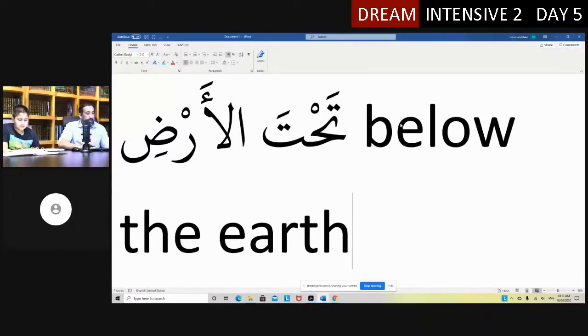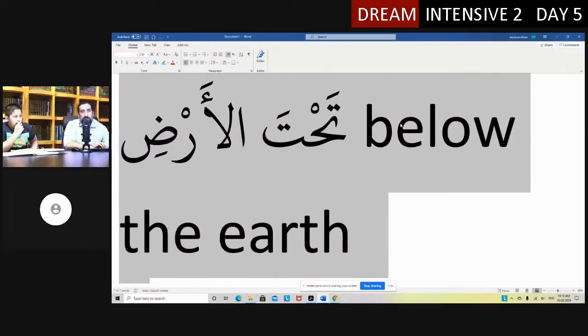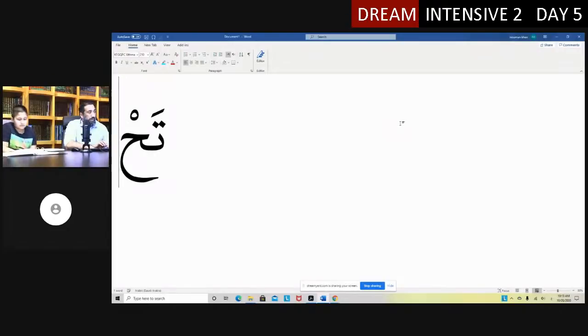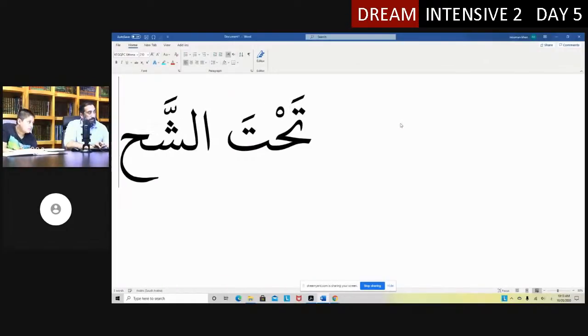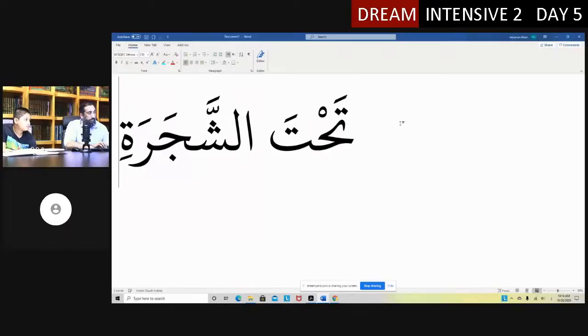Allah says in the Quran, لقد رضي الله عن المؤمنين إذ يبايعونك تحت الشجرة. Shajara means tree. What does تحت الشجرة mean? Below the tree. Allah was happy with the believers as they gave you a pledge under the tree. Allah talks about when the Prophet ﷺ took a pledge from believers under a tree, and that pledge was pretty epic.